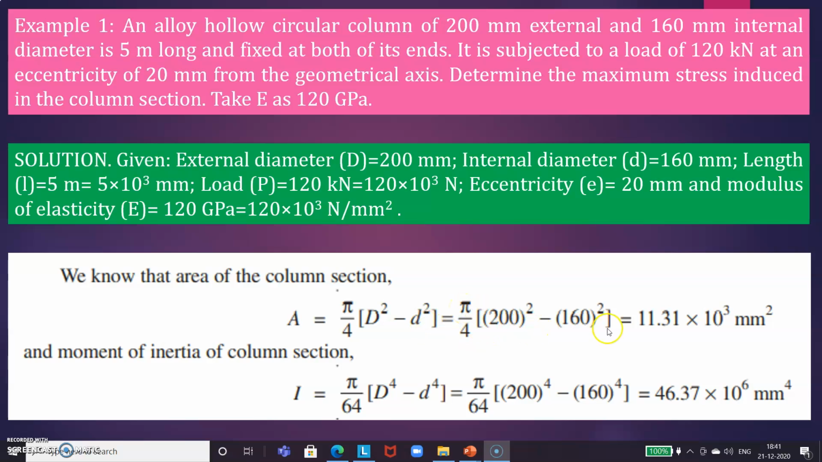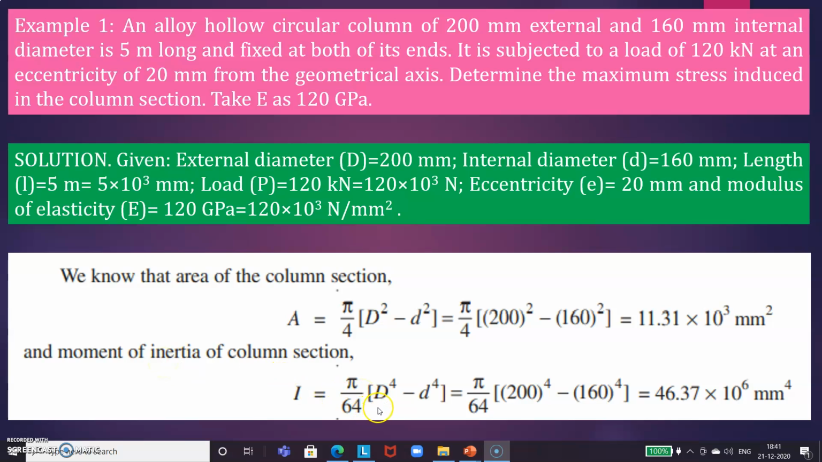Substitute capital D and small d. So that is pi divided by 4 into 200 square minus 160 square. You get 11.31 into 10 raised to 3 millimeter square. This is the area.